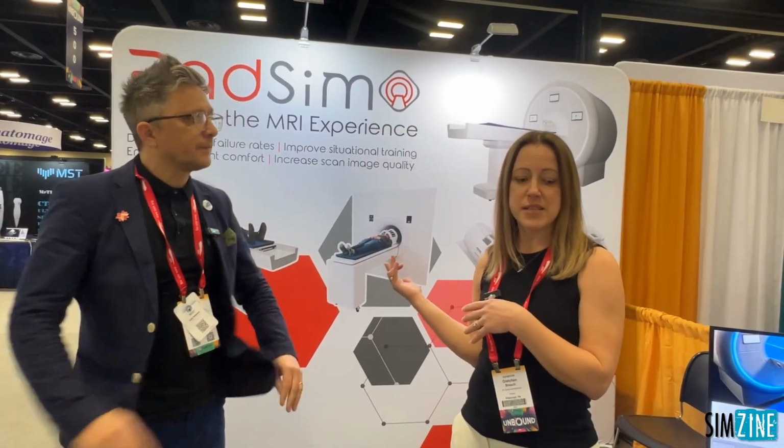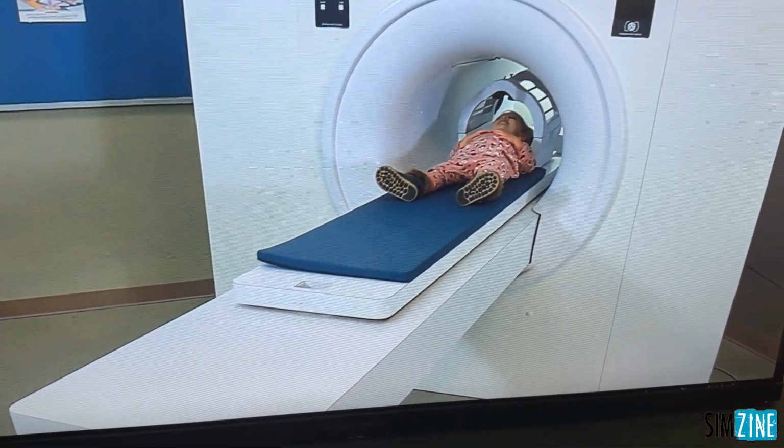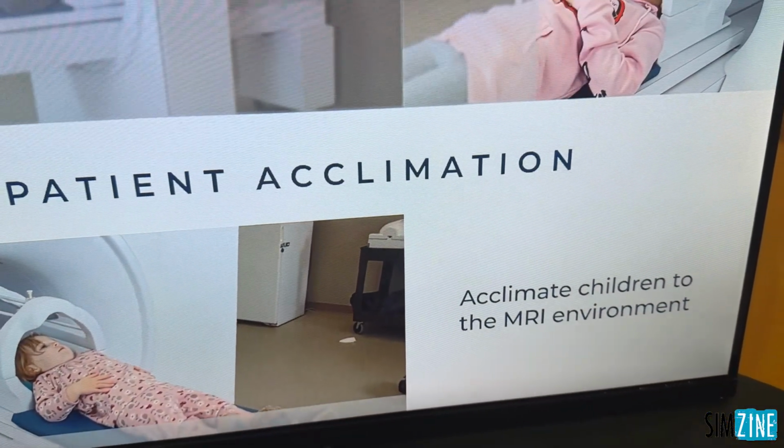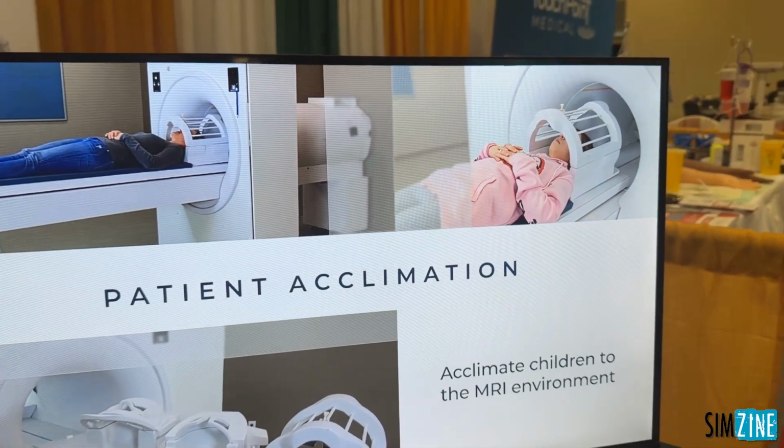Yeah, so I'm Gretchen Brock. I'm from Psychology Software Tools. A division of our company is RadSim, which we're focusing on simulation products for the radiology market. Specifically here today, we are dealing with our MRI simulators. We have a couple models, Vera and Encore. And they're essentially mock MRI machines.